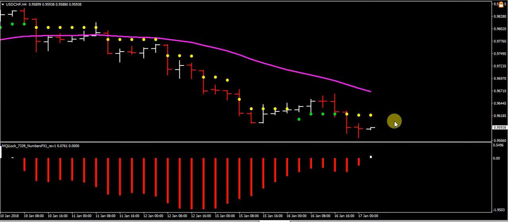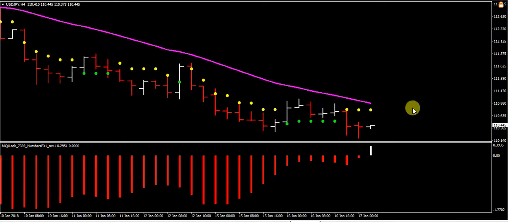USD Swiss franc, nice confirmed downtrend. It's coming back. It's not actually getting to the moving average. Not really getting any clear signal as to what's going to happen next. So nothing we can do with that one.